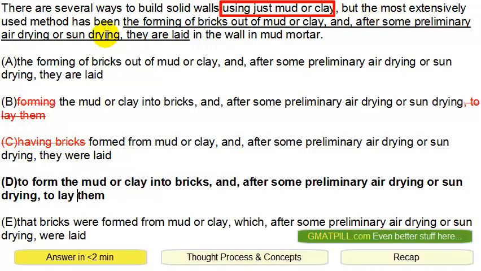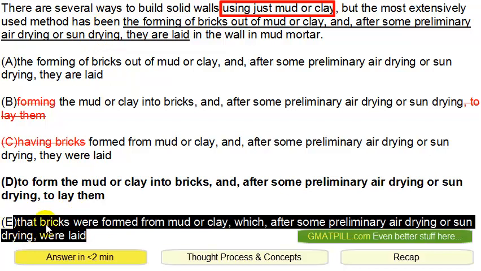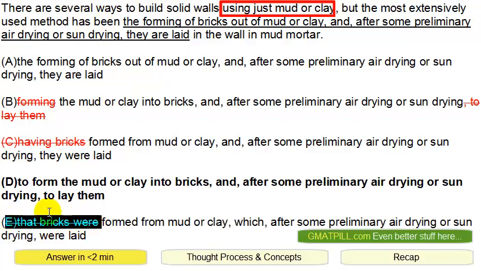The most extensive method has been that bricks were formed. Alright, this is not the right phrasing in the beginning. So D is the final answer.